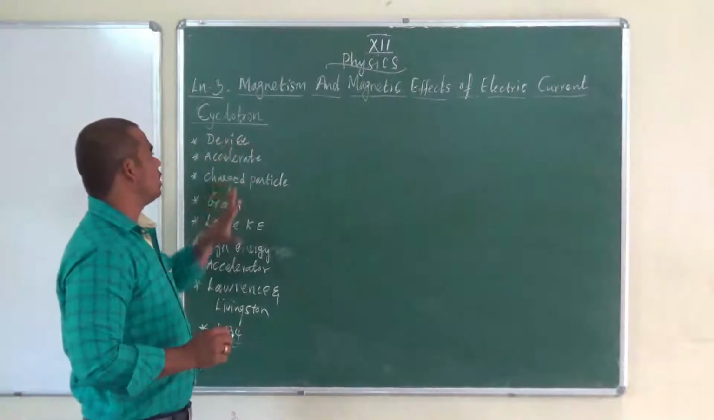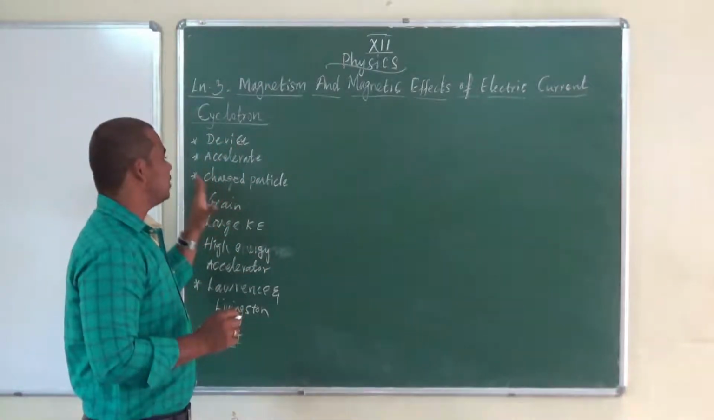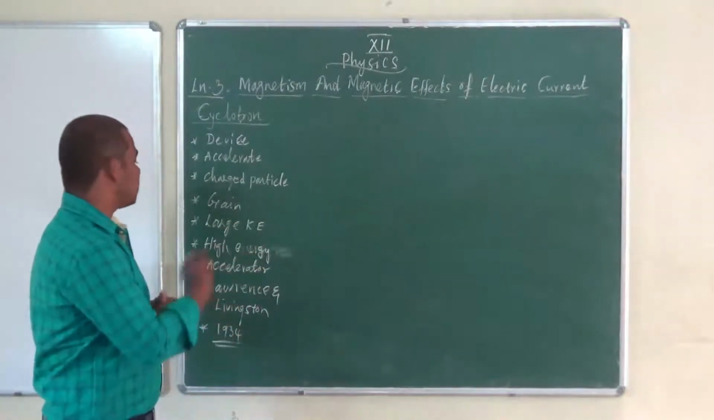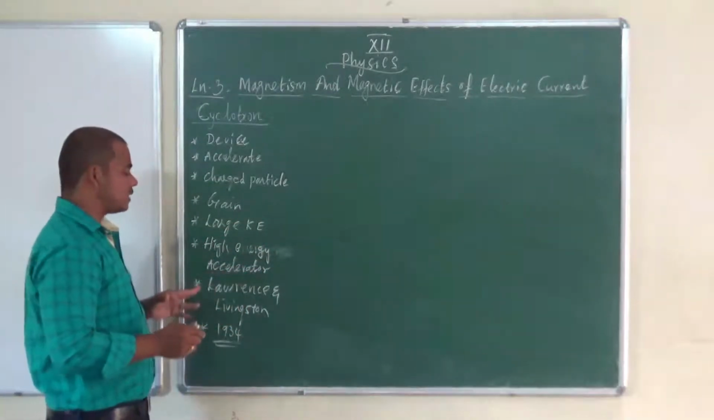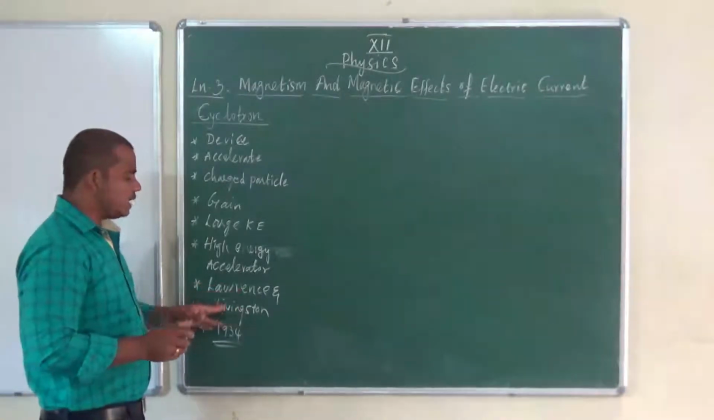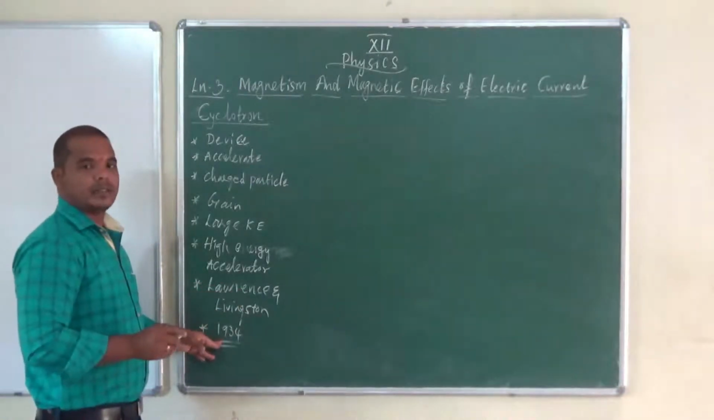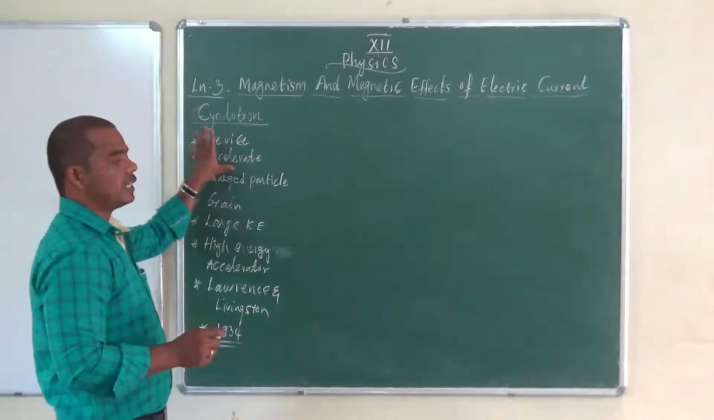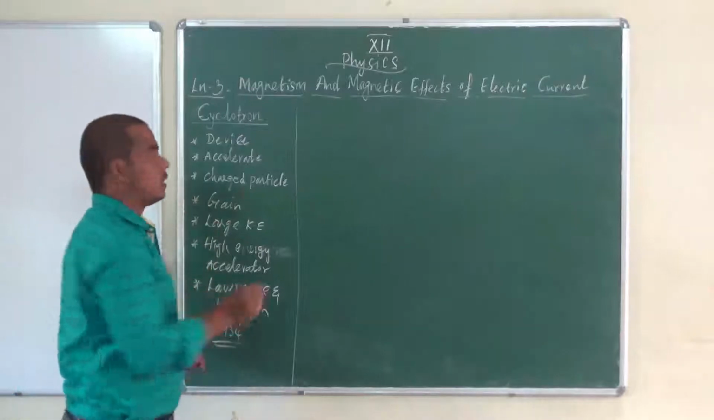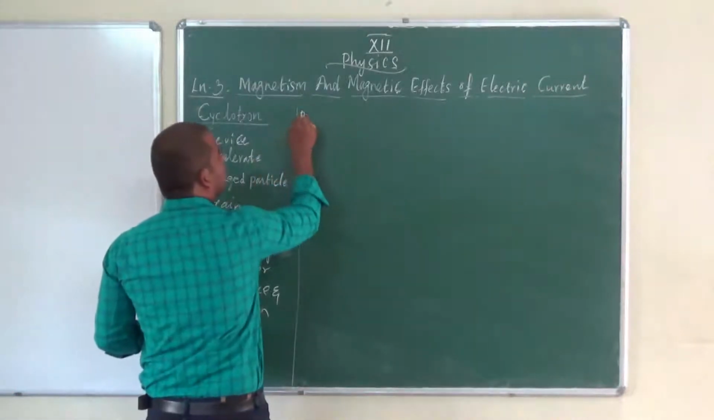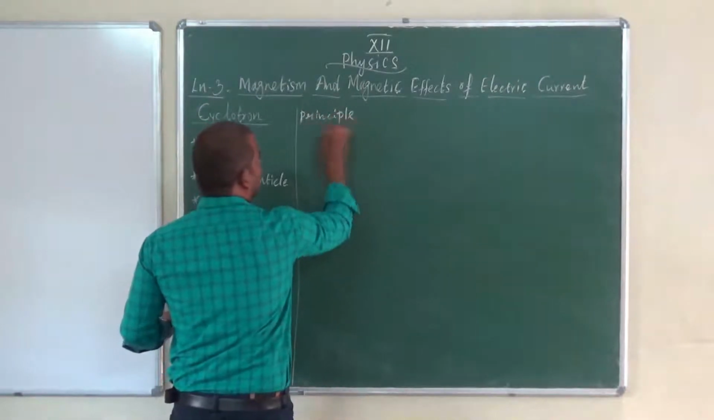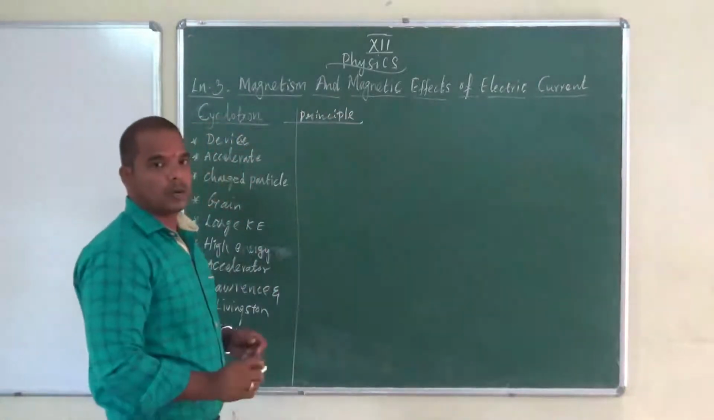So cyclotron is a device that accelerates charged particles to gain large kinetic energy. This device is also called a high energy accelerator, and it was devised by Lawrence and Livingston in the year 1934. This is the introduction of cyclotron. Next, what is the principle of cyclotron? It is a one mark question, and sometimes they will ask 2 mark also.